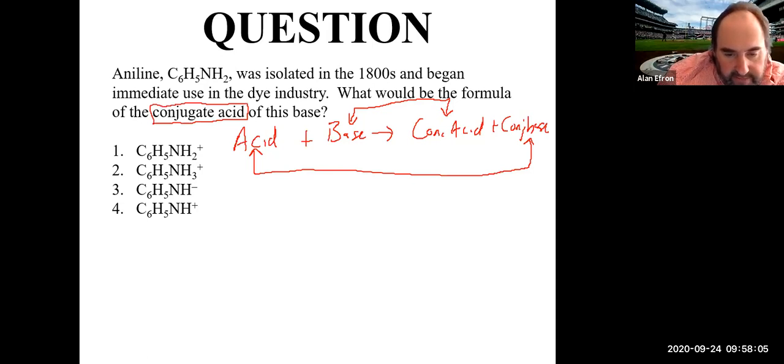And if they weren't nice enough to tell us that this is a base, we can work our way backwards and go, what we are looking at is a base. And what that means is a base should accept an H plus. So we essentially should take this guy and put an H plus on. And you'll end up with something like that, which I think is number 2. Looks like a winner on that one.